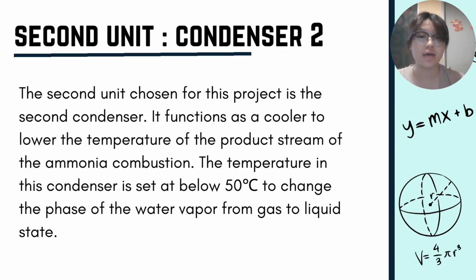The second unit that we have chosen for our project is the second condenser. It functions as a cooler to lower the temperature of the product stream of the ammonia combustion. The temperature in this condenser is set below 50 degrees Celsius to change the phase of the water vapor from gas to liquid state.